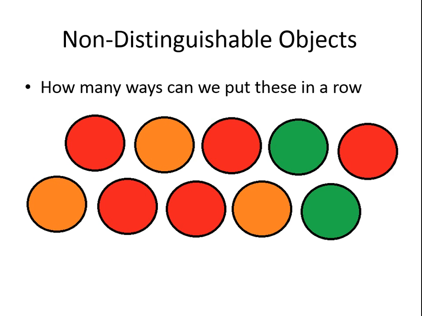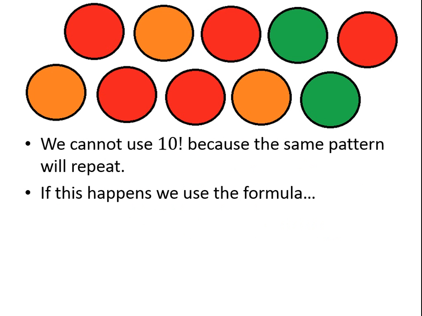And so what we want to know is how many ways we can put these in a row. As you see, there are 5 red, 3 orange, and 2 green. So we have all those, and we want to find how many ways we can put them in a row. Now, we can't just use 10 factorial because some of the objects repeat. If I do all the reds first and then all the orange and then all the green, how am I going to tell which red I put first compared to which red I put second? So we don't know what the order is.